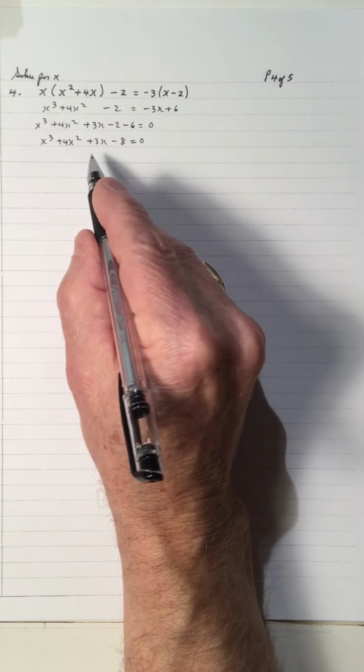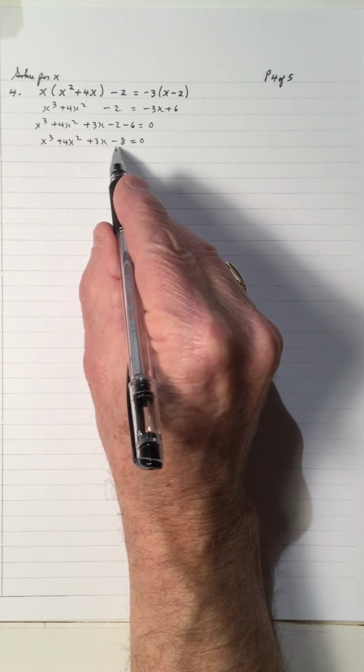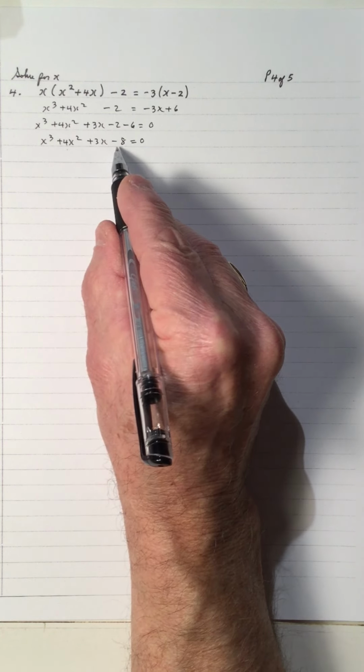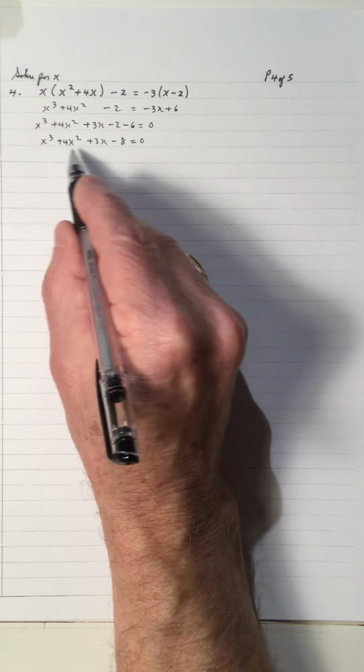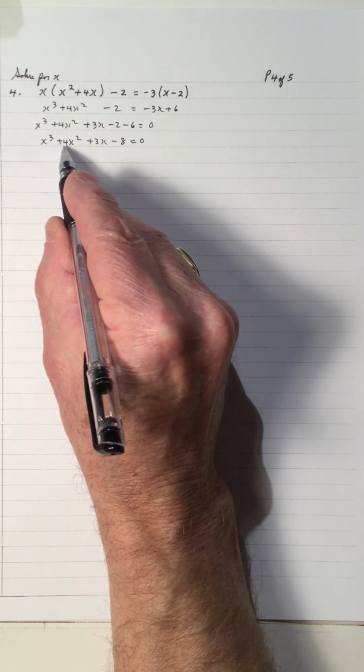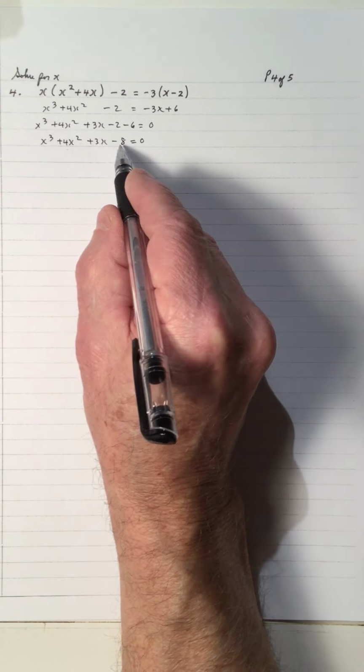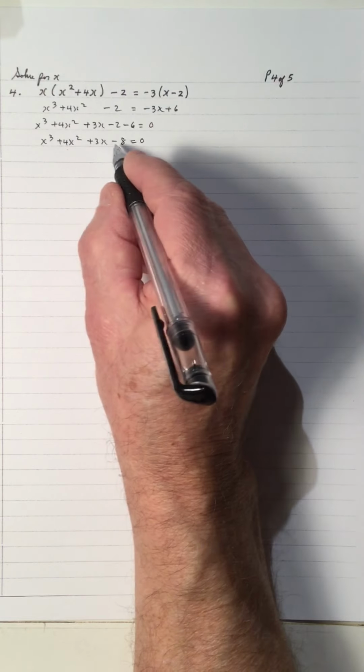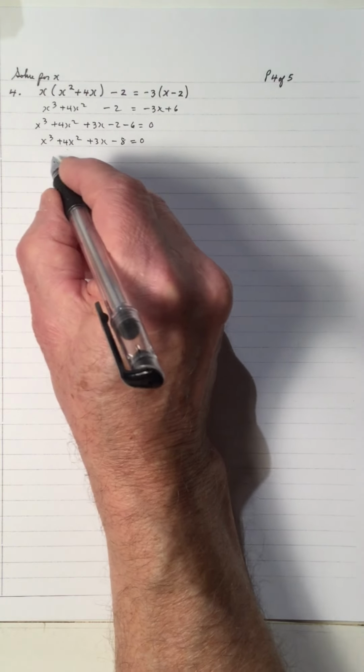So as a result, x is not a GCF, so we can't do that. And we add up the coefficients: 1 plus 4 is 5, plus 3 is 8, 8 and negative 8 is 0. Because the coefficients add up to 0, that means 1 is a root.